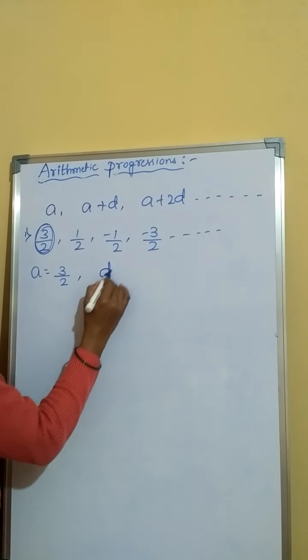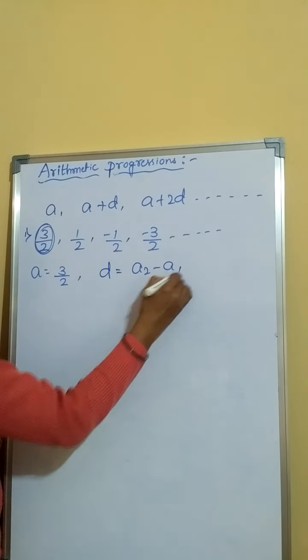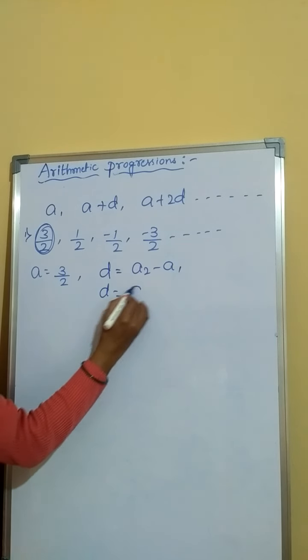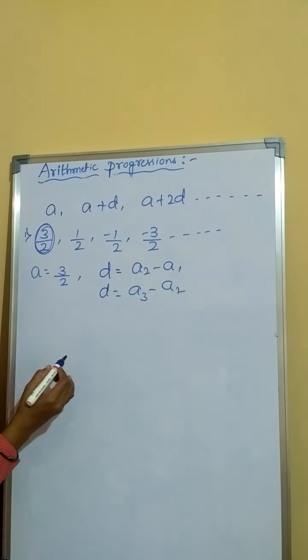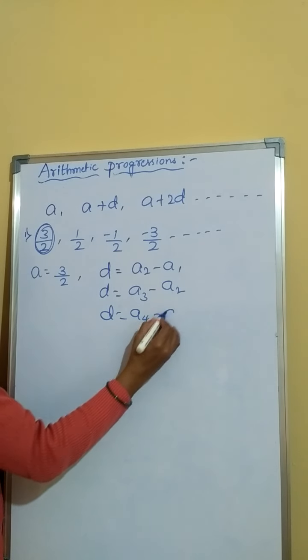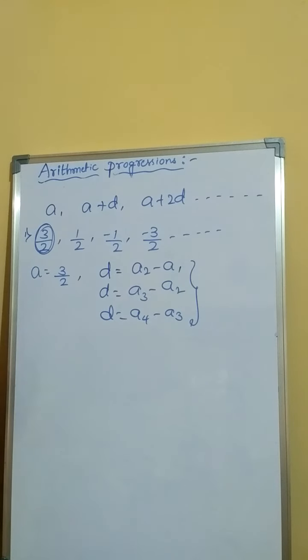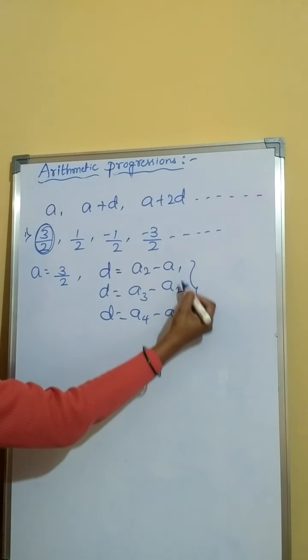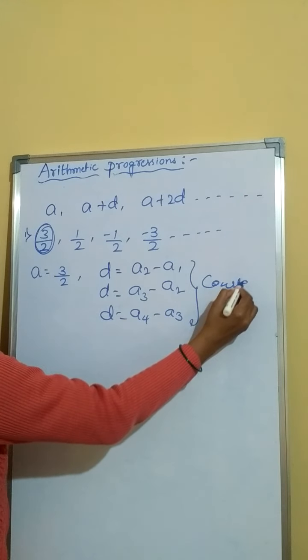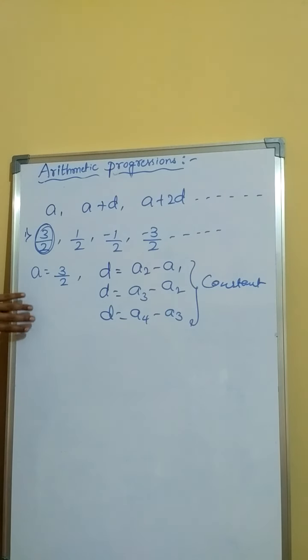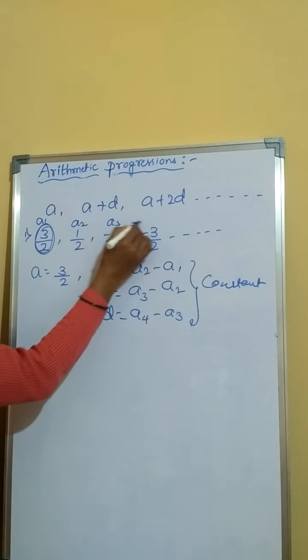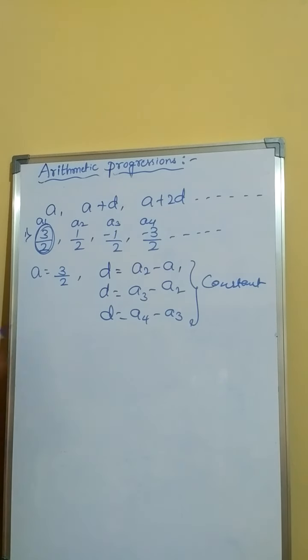So already we know D can be written as A2 minus A1, and D can also be written as A3 minus A2, and D can also be written as A4 minus A3. So moreover, D is a constant, that is, in each case we should get a constant D. So that is, if D is constant, then only we can say the given list of numbers are in AP. So now let us find. So this is the first term A1, this is the second term, this is the third and this is the fourth term. Now here D is equal to A2 minus A1.